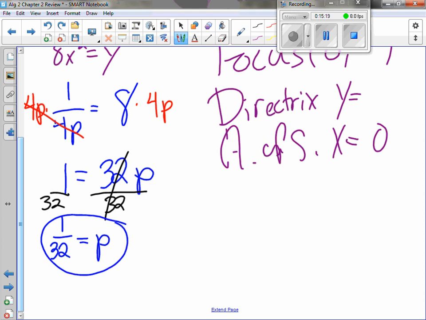Any questions on how we found this value of p here? Are we good with this here? Any questions on any of this here?